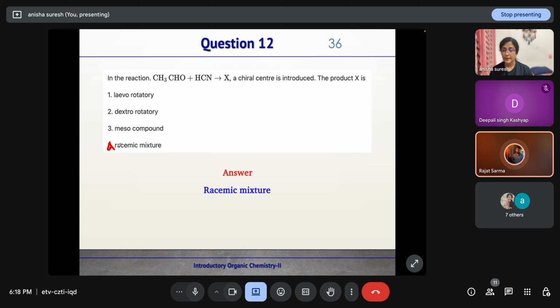Ma'am, one more thing. Because both are present in equal quantities, there won't be any light rotation, right? Yeah. In case of meso compounds also, there will be two chiral centers present in the molecule, but one will be R, one will be S. So in total, there will be no optical rotation in case of meso compounds as well.